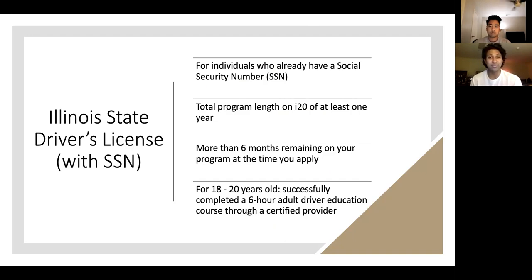In addition to that, students need to have a total program length listed on their I-20 as at least 1 year. In addition to that, when the student is applying for their driver's license, they need to have a minimum of 6 months remaining on their program at the time of application. If students are applying between the ages of 18 and 20, they would need to successfully complete a 6-hour adult driver program course through a certified training provider.